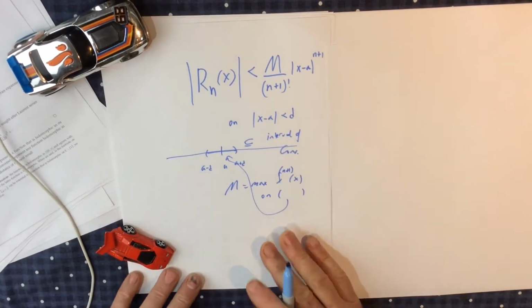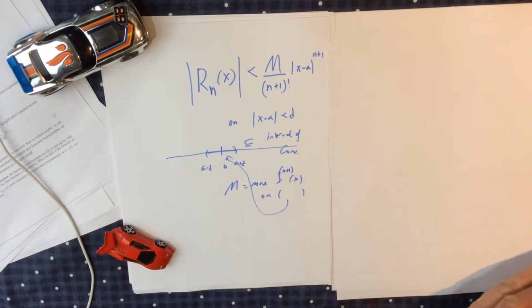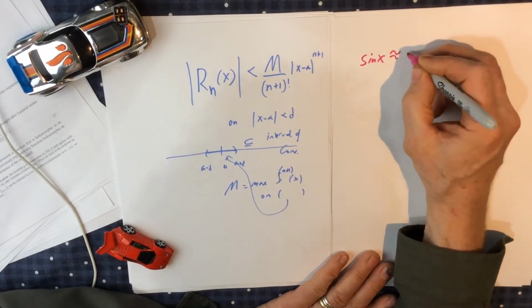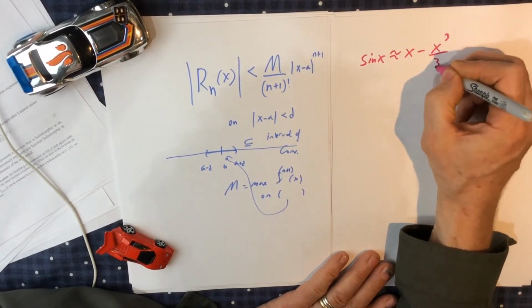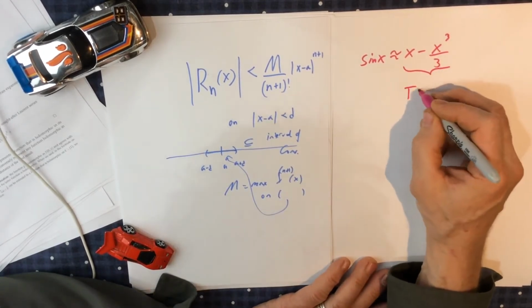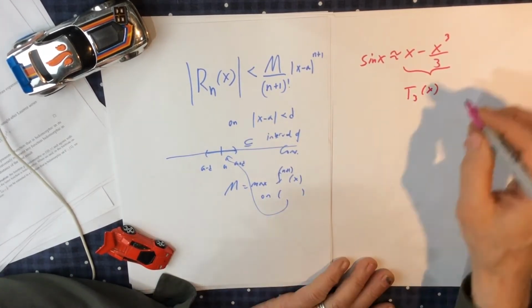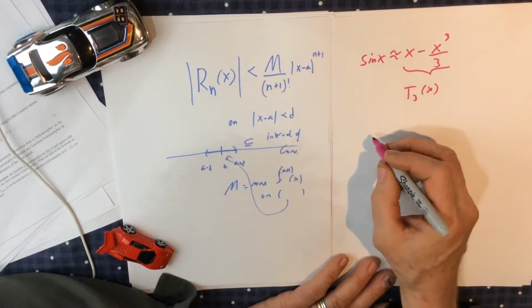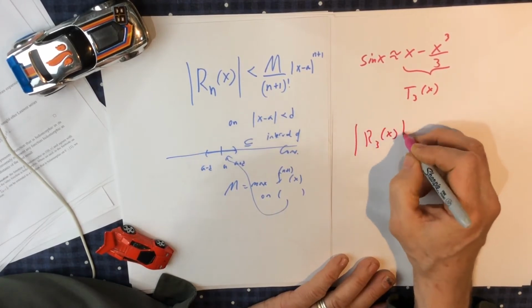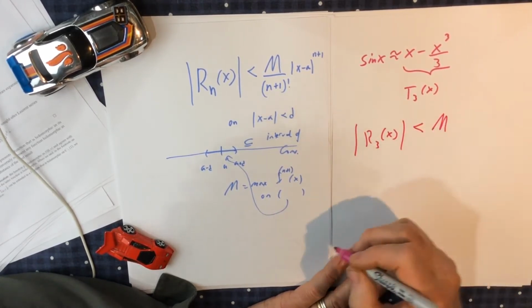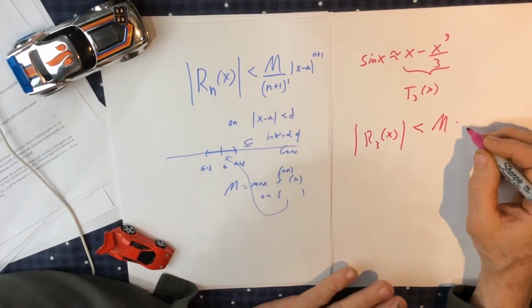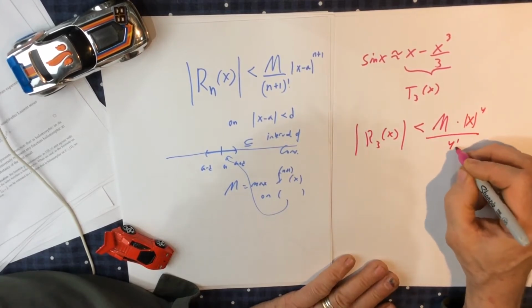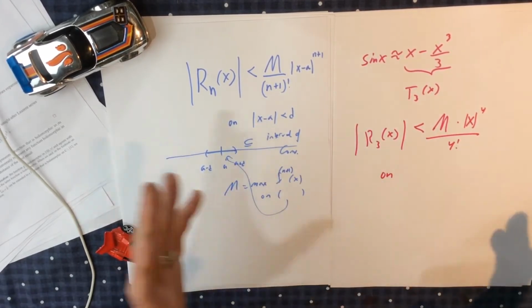So let me show you an example of how this calculation can be done. We're going to take the sine of x, and we're going to approximate it by x minus x cubed over 3 factorial. This is the third Taylor polynomial. So what it's missing is the remainder of the third Taylor polynomial. And so the remainder of the third Taylor polynomial is less than the max of the fourth derivative. Now, since it's being done at 0, this will be less than x to the 4th over 4 factorial on whatever interval we choose to be using it.